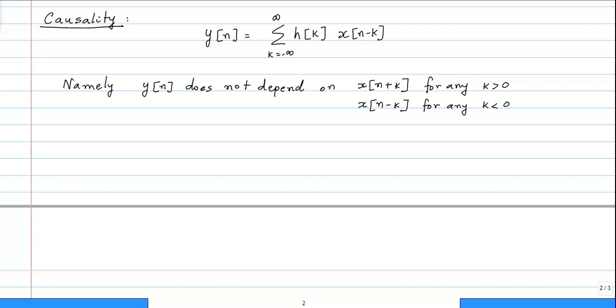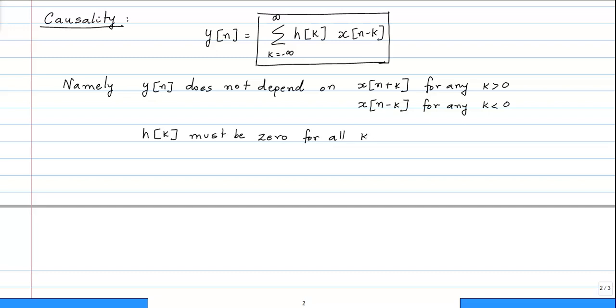Now it's going to be easier to think of it in the second way, because what it means for this convolution sum is that if the result of this convolution sum should not contain any x of n minus k for negative values of k, what that means is h of k must be equal to 0 for all negative values of k. In this case, the linear time invariant system is causal.